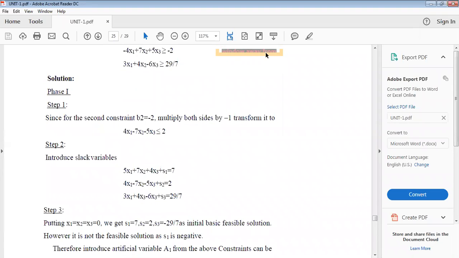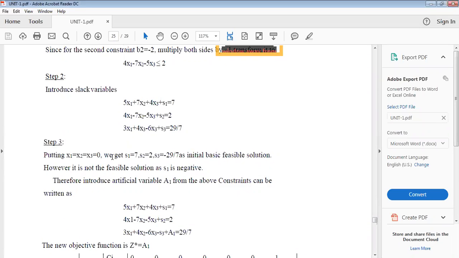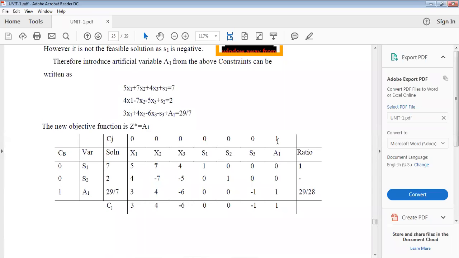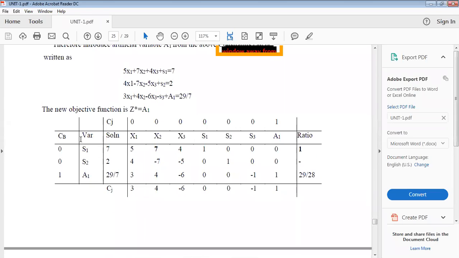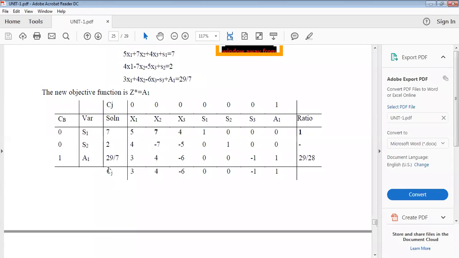But contrary to the previous case, here we are putting x1, x2 as 0. Therefore all zeros are mentioned here, except the artificial variable. Now, this is ZJ, this is not CJ, this is ZJ. ZJ means 0 into this, 0 into 4, 1 into 3, automatically 3 you are getting. So 0 into 7, 0 into minus 7, and 1 into 4, so you are going to get 4. And 1 into minus 6. And 1 into minus 1, it becomes minus 1. 1 into 1, it becomes 1 again.